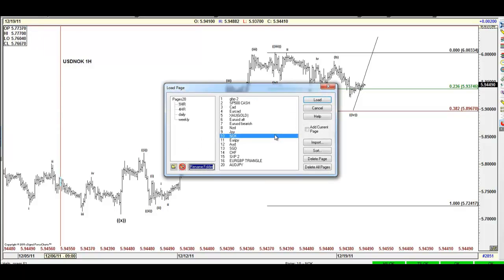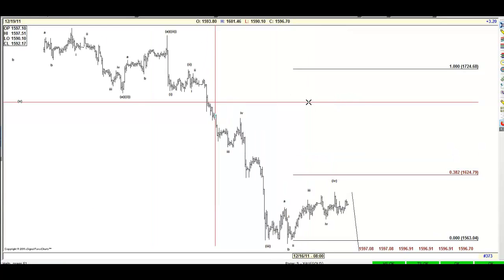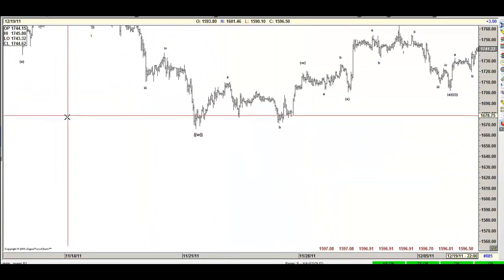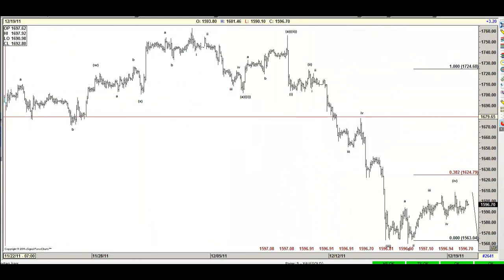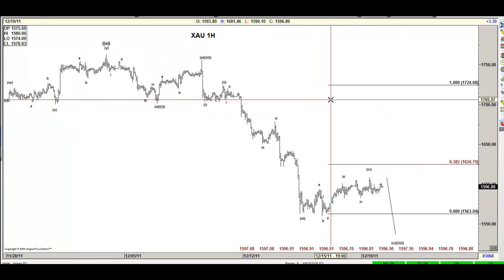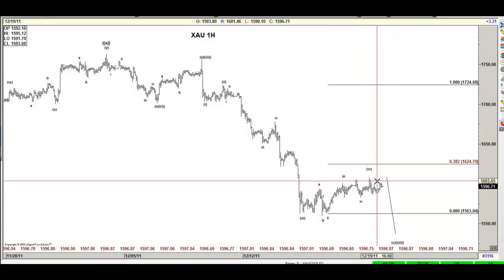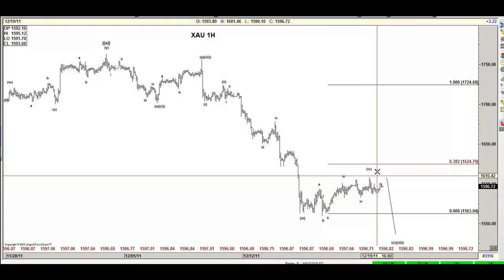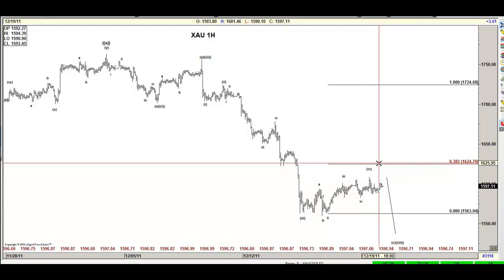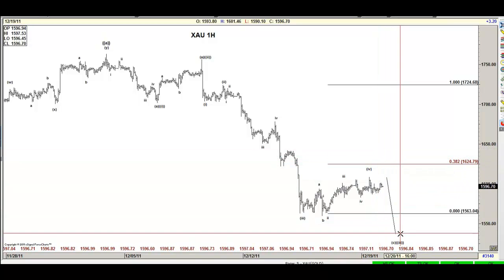Now, let's take a look at gold. I still like gold to the downside. I believe that we are in some type of wave 4 with more downside, minimum to 1,500. That's what I like in gold. I think that gold is a sell against, I would say, 1,650, looking for 1,500.